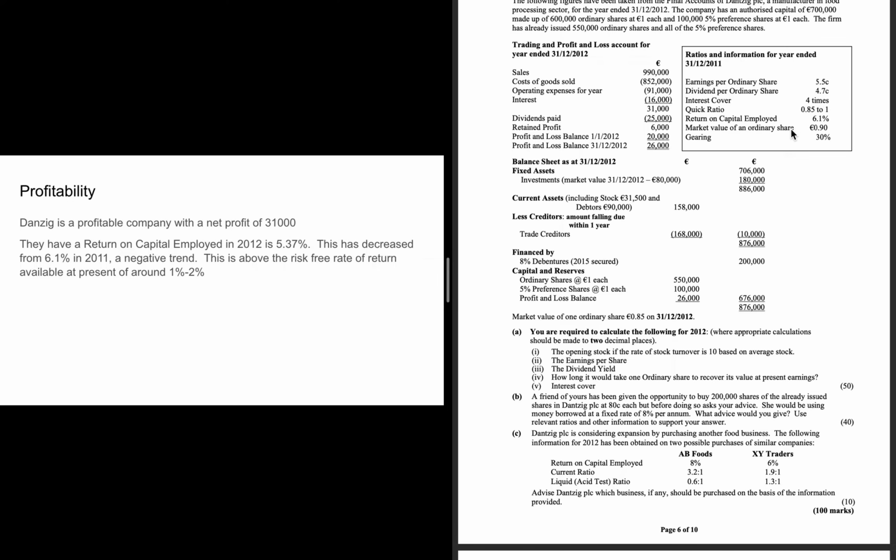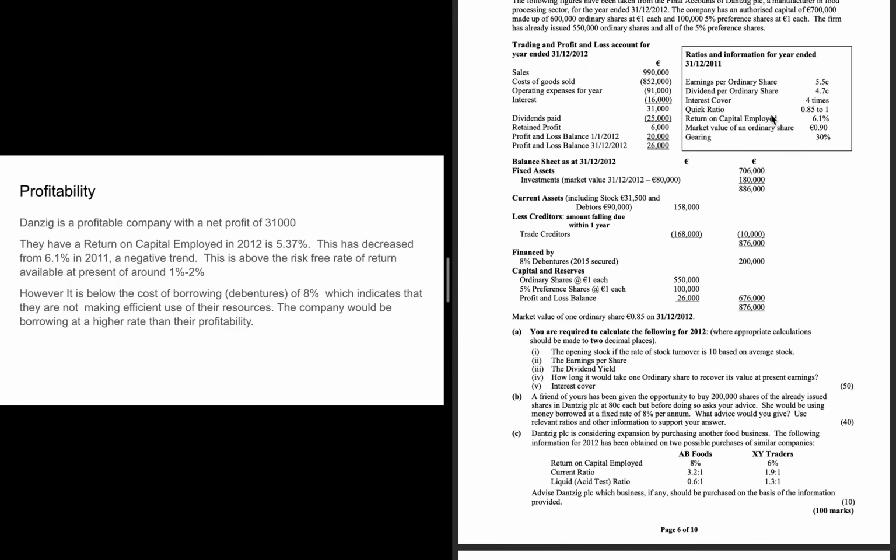Return on capital employed of 5.37, which I worked out, and that's down from 6.1 the previous year, so it's a negative trend. Above the risk-free rate of return, which is good, but it's below the cost of borrowing, the debenture rate of 8%. So they're not making efficient use of the resources. So the company will be borrowing at a higher rate than their profitability.